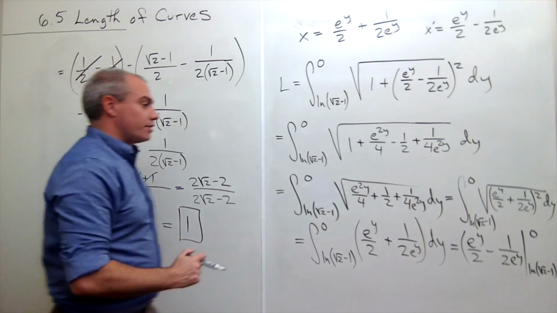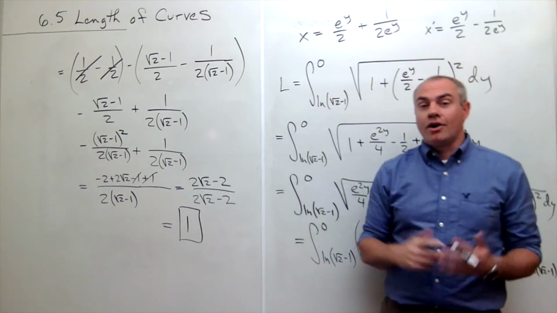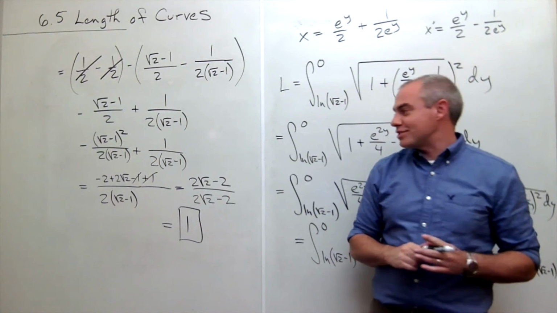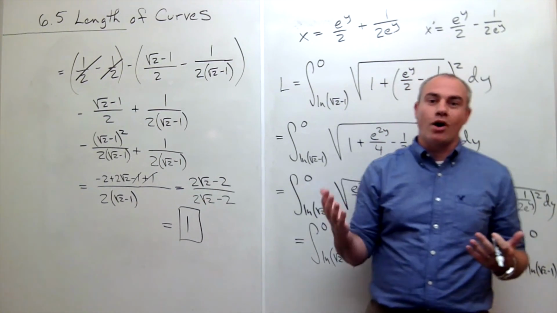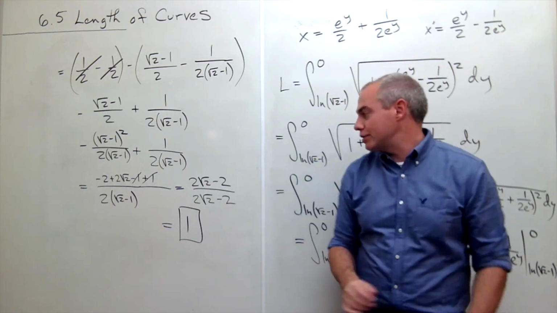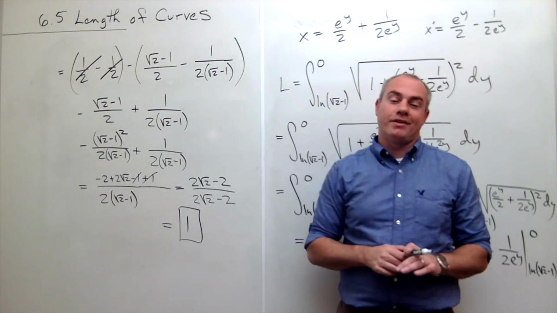And so the answer to the arc length on this curve between the two starting points, which I believe were x equals 1 and x equals the square root of 2, is 1. And we're done.